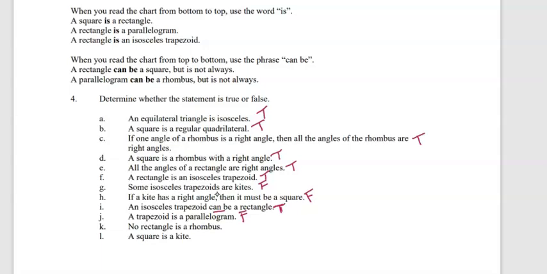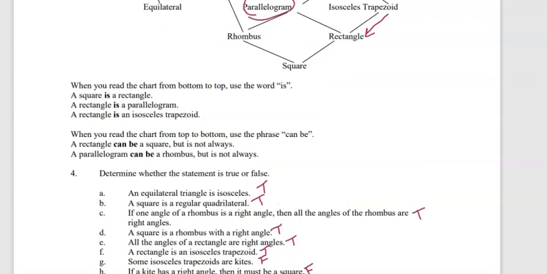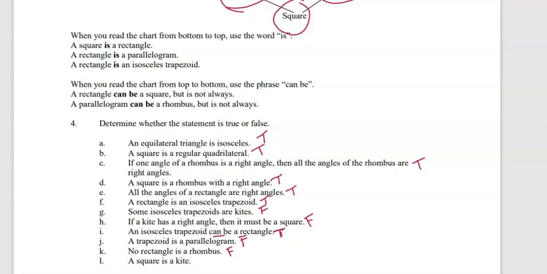No rectangle is a rhombus. Well, that's definitely a false statement, because if you have a square, that is a rectangle and a rhombus. And so a rectangle can be a rhombus if it's a square, because a square is like a rectangle and a rhombus had a baby.